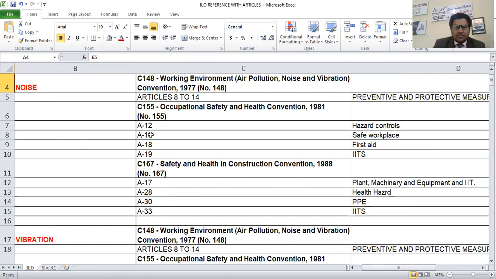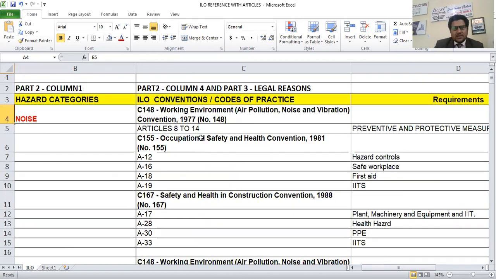But the key point to understand is that articles 8 to 14 of C148 are all about preventive and protective measures.